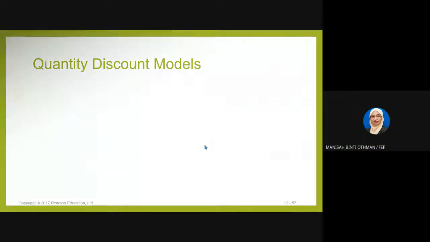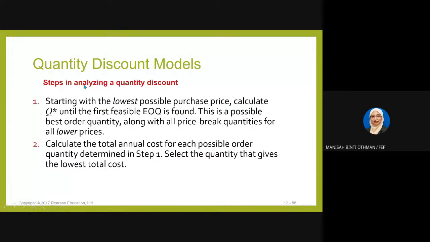Now the steps in analyzing a quantity discount. You should start with the lowest possible purchase price. In this case we have 100, 98, 96, so we start with 96 first. Using that purchase price, we calculate the EOQ, and then identify which EOQ is feasible.